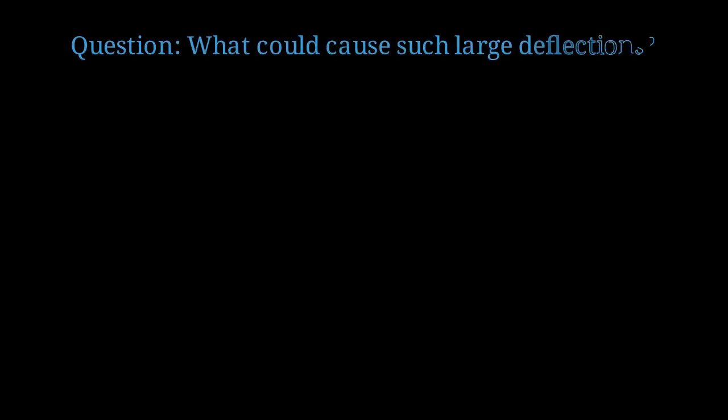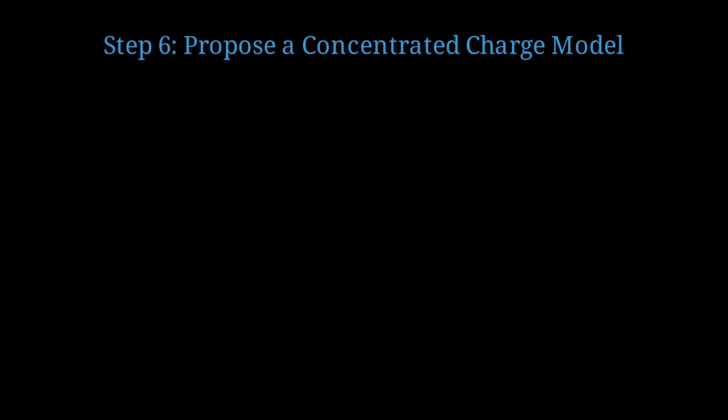Now we ask the critical question: what could possibly cause such enormous deflections? What physical mechanism allows a tiny alpha particle to reverse direction? Step 6. Propose a new model. Rutherford reasoned that large deflections require large forces. Large forces require high charge density. Therefore, positive charge must be concentrated.